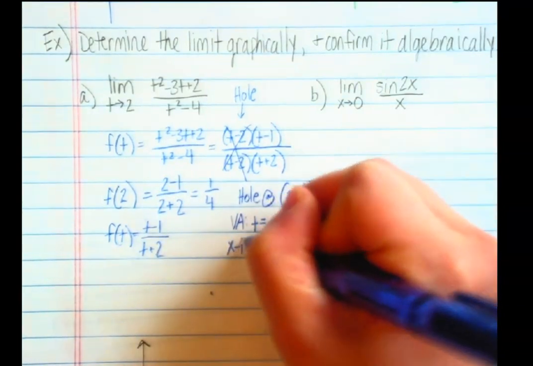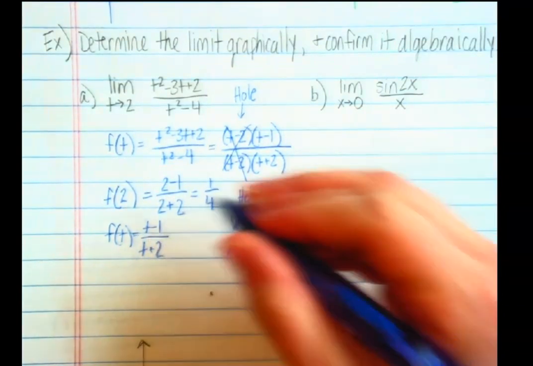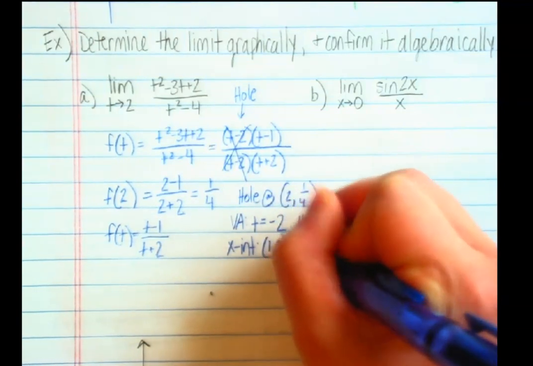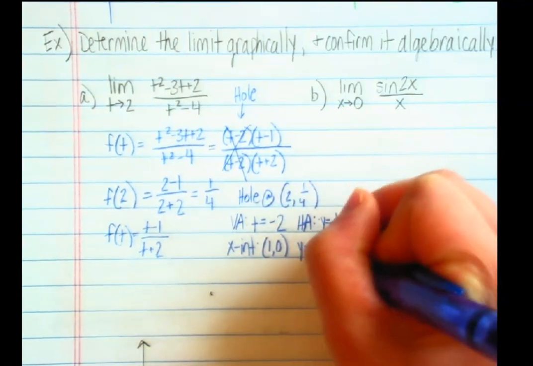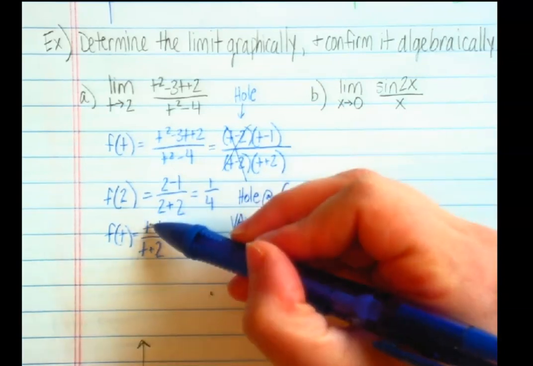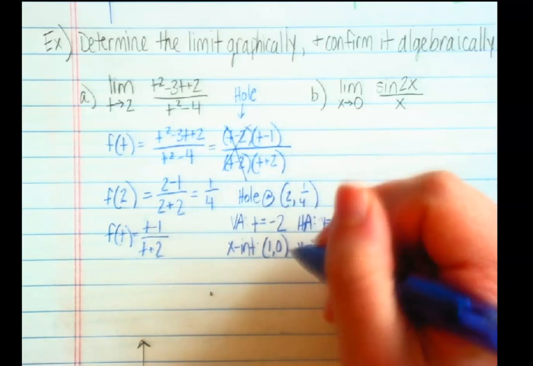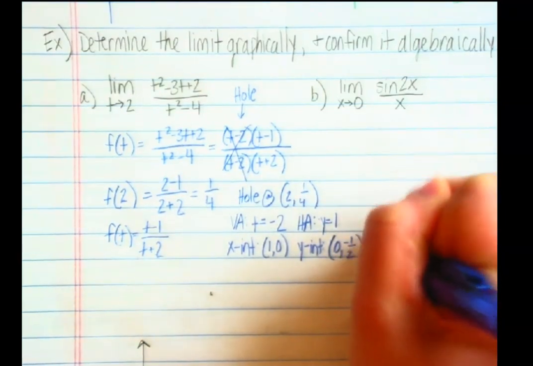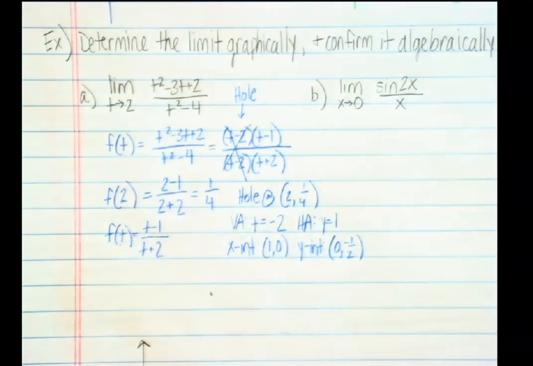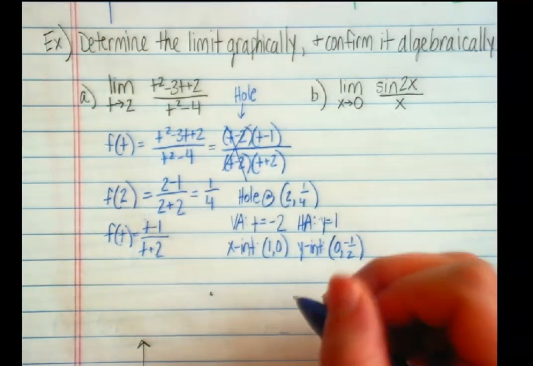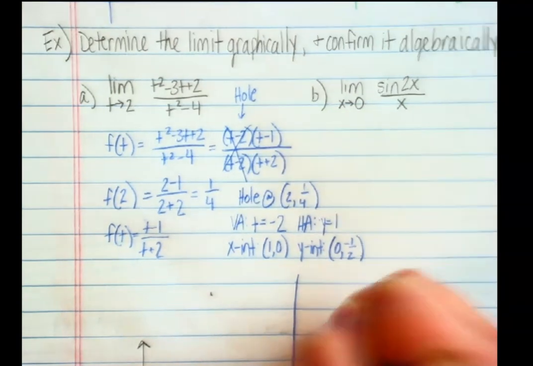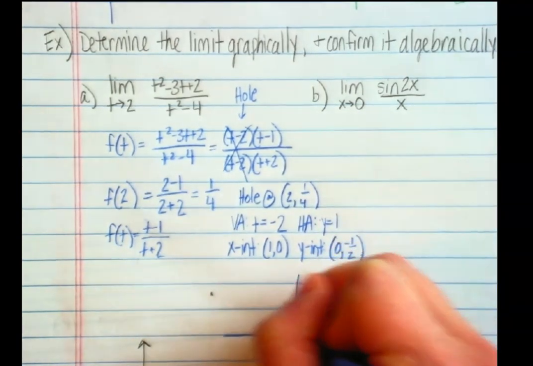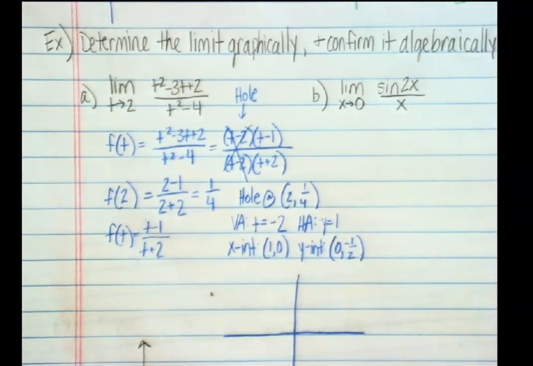X-intercepts are the numerator zero, so that'd be (1, 0). And the y-intercept is just plugging in 0 for t, or for x. So that would be 0 minus 1, which is negative 1, divided by 2, which would be negative 1/2. So I can use all this information to actually draw my graph.